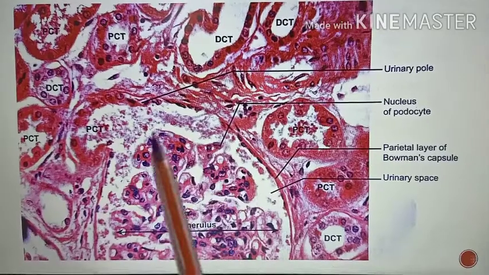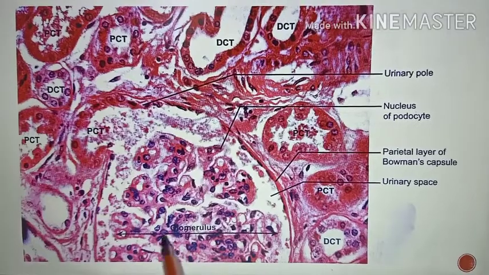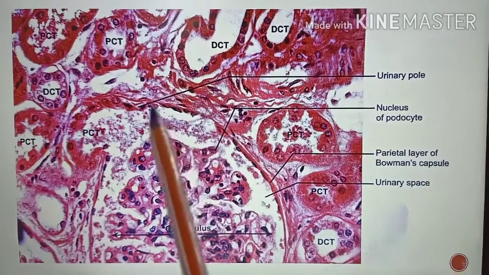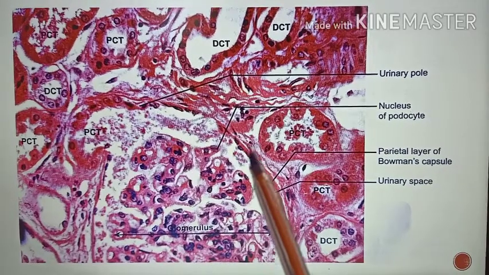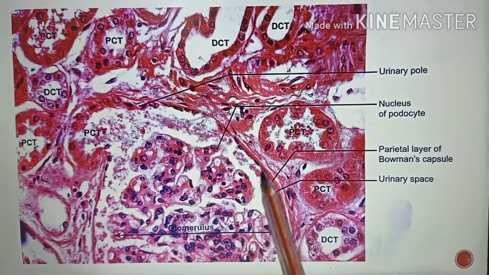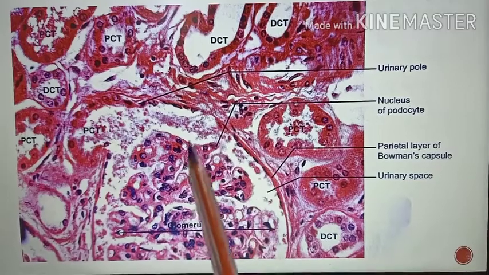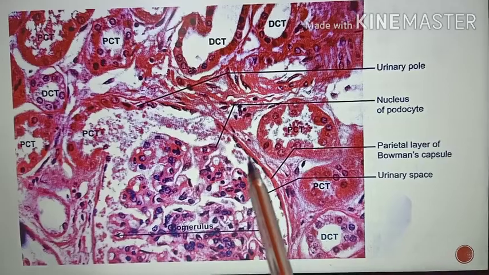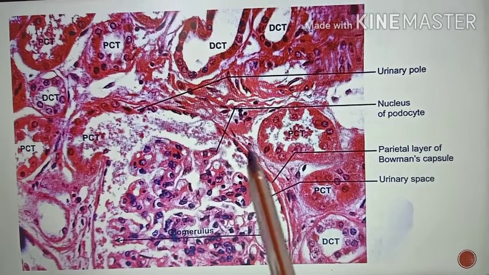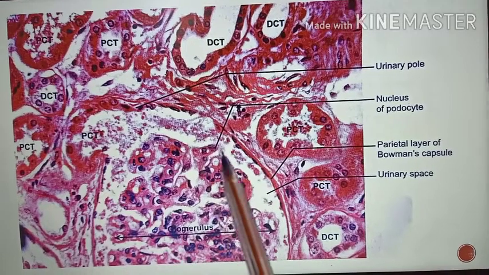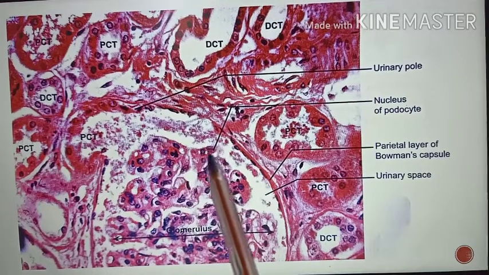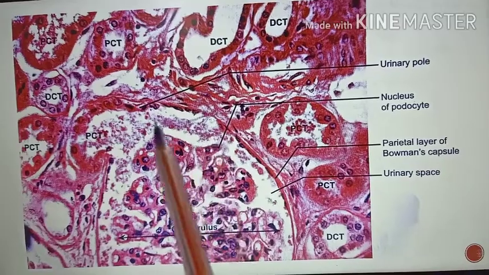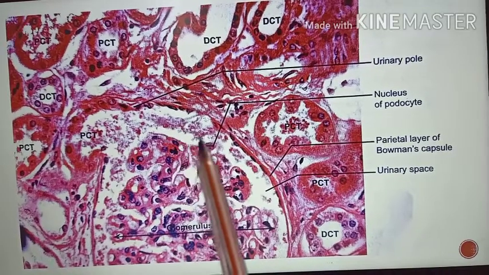In this section, this entire thing is the glomerulus, and this is the Bowman's capsule. You can see the layers: outermost is the parietal layer, and inner is the visceral layer. The cells present in the parietal layer are simple squamous cells, whereas the cells in the inner visceral layer are called the podocytes. The space between these two is called the Bowman's space or the urinary space.